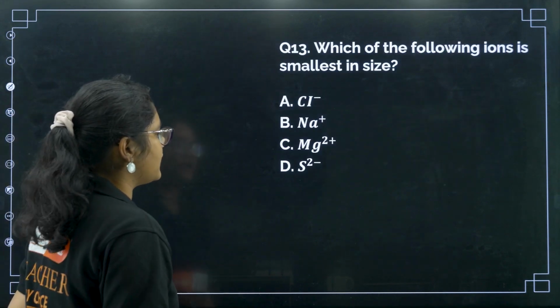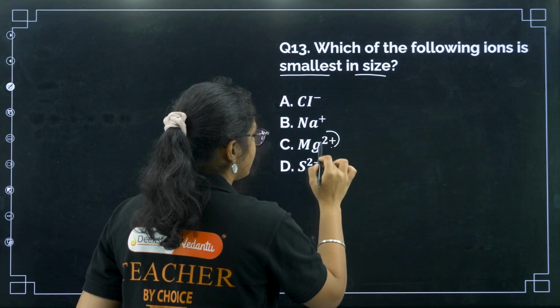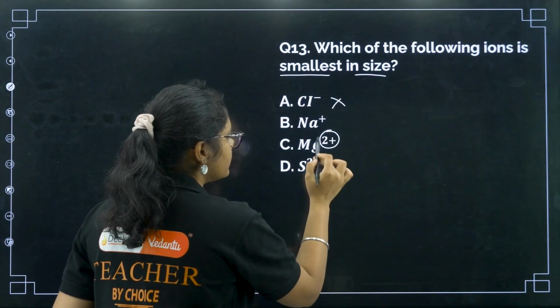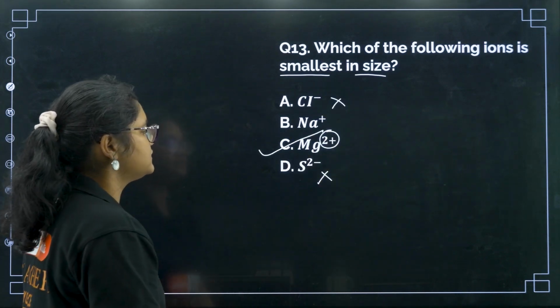Now the smallest ion here, so cation should have, so anions we can eliminate. More is the charge, smaller is the size, so option number C here.